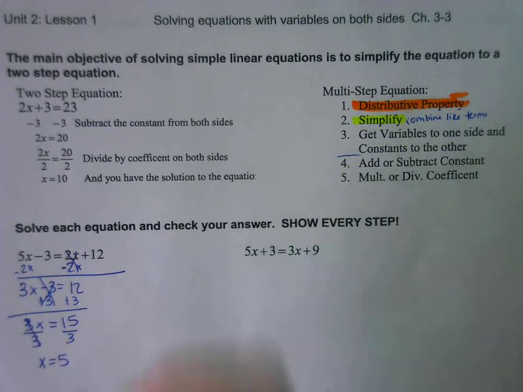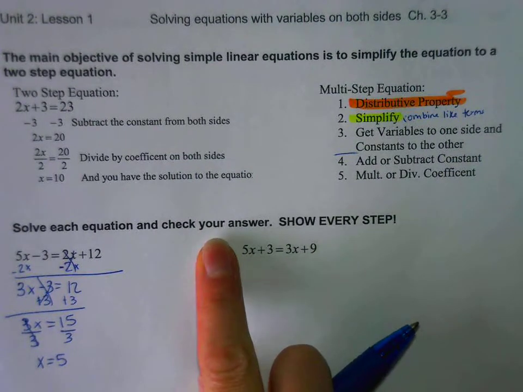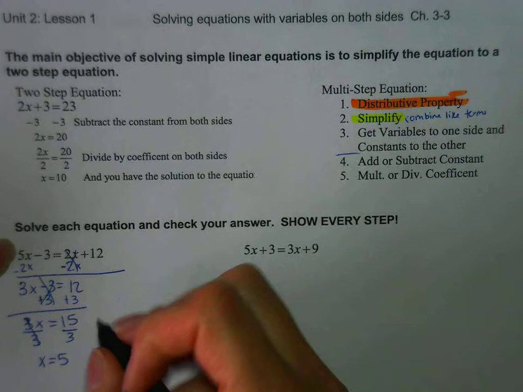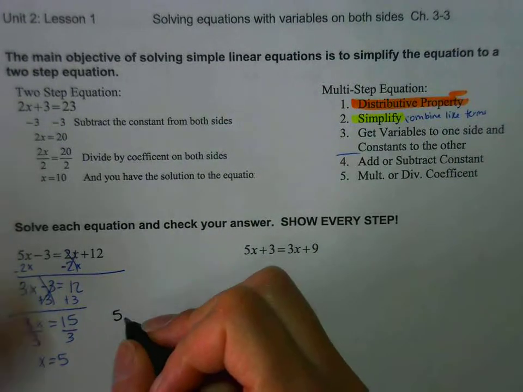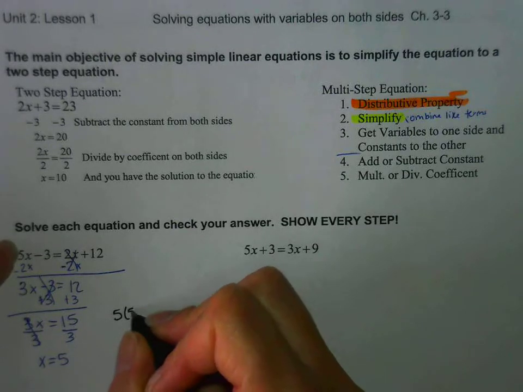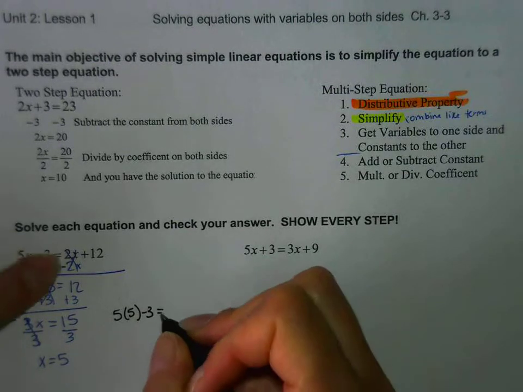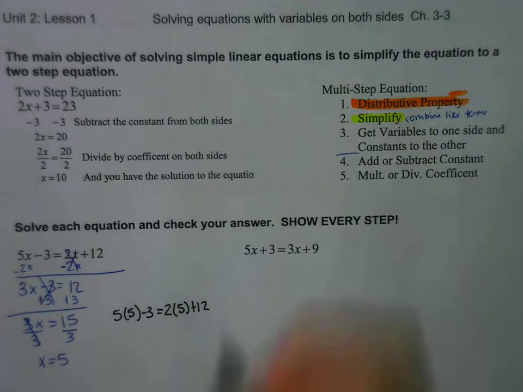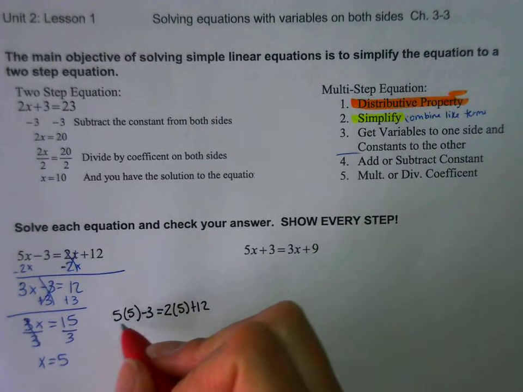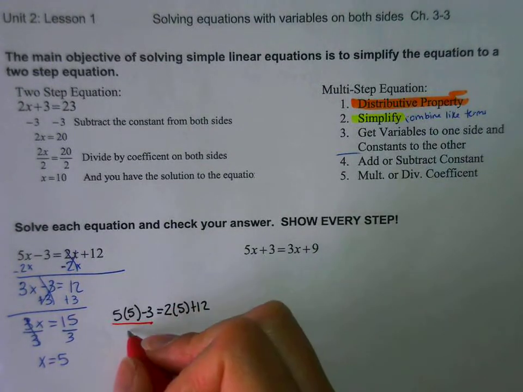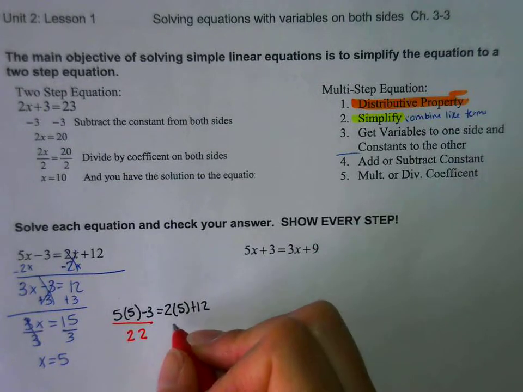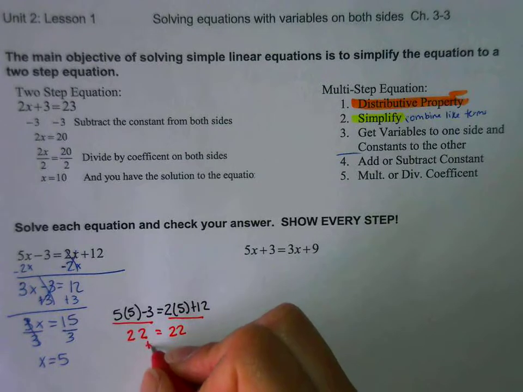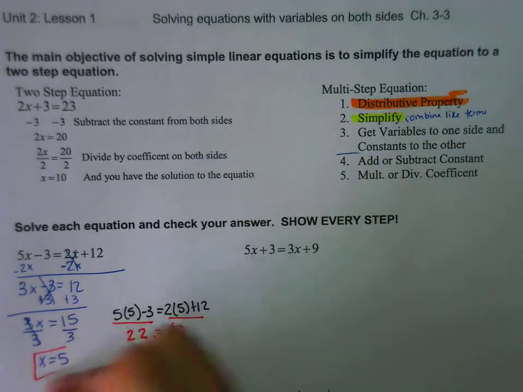X is 5. Before I do that, I want to check my answer to make sure this is accurate. So when I rewrite this problem, I have 5 times x. However, we already know x is 5, so I'm going to do 5 times 5 minus 3 equals 2 times 5 plus 12. When I type this into my calculator, 5 times 5 minus 3 is 22. 2 times 5 plus 12 is 22. So since this is a true statement, that means x equals 5.